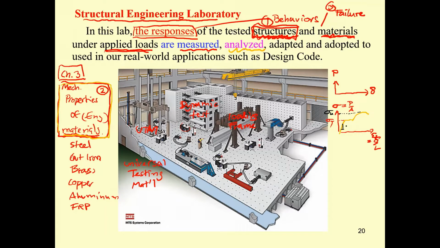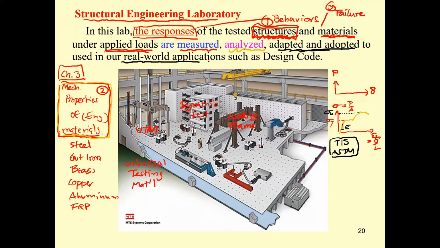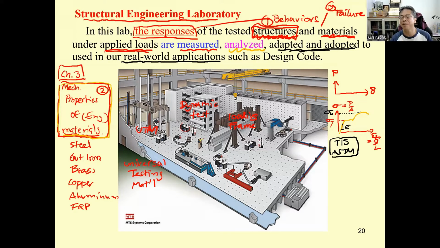We do measure this kind of mechanical property according to the Thai Industrial Standard, or for the international one, you may use the ASTM, American Standard for Testing and Materials. And then you may use that information to prove your material property with respect to this standard, or you may use this result in the real world application.